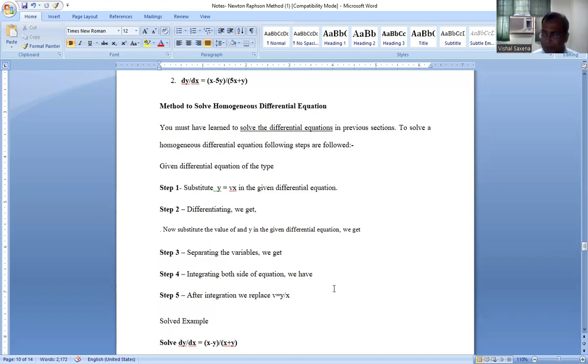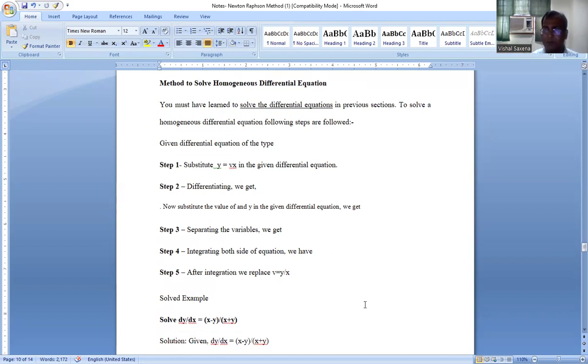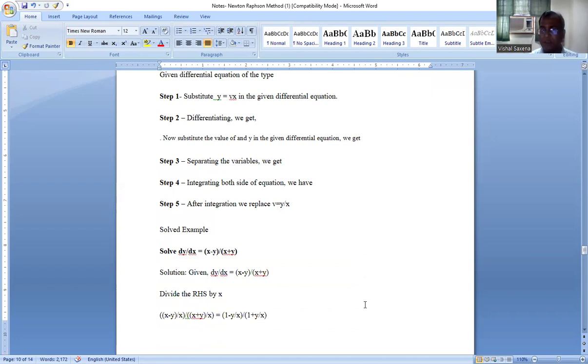Ultimately, we have to eliminate our y term and the dy by dx term. And then the equation will become of the variable separable form. And then by its usual method, the reduced equation can be solved. So that is the method by which we can solve any homogeneous differential equation. And now we take one example to clear this, just how to solve a homogeneous differential equation.